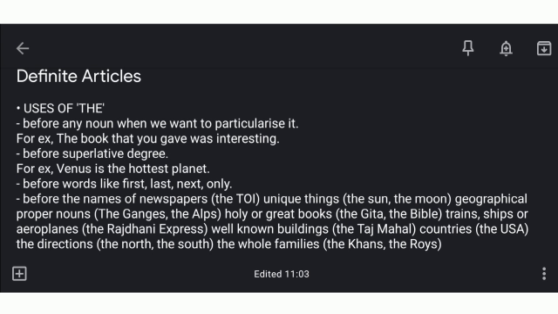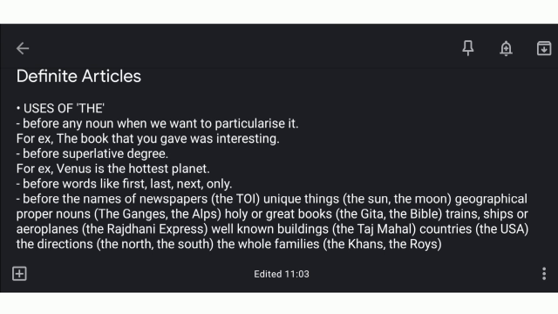Before words like first, last, next, only. When we are writing words like first, last, next, only in a sentence, we use the before it. And the last use is quite huge, so I'll still explain it. Before the names of newspapers. When we write the names of newspapers, before that we write the. For example, the Times of India. Unique things. The sun, the moon. Unique things means it is just one in number.